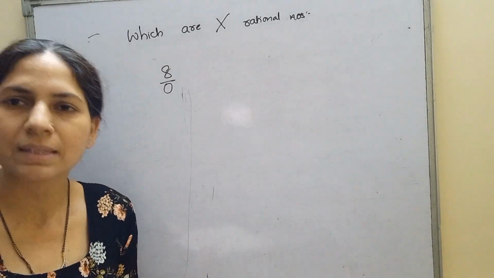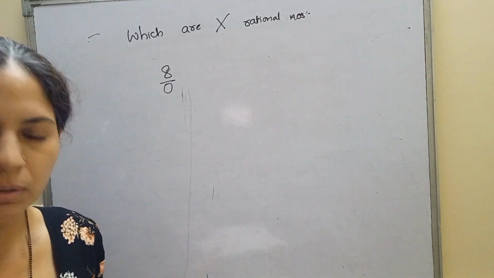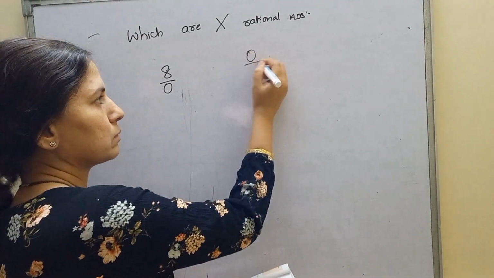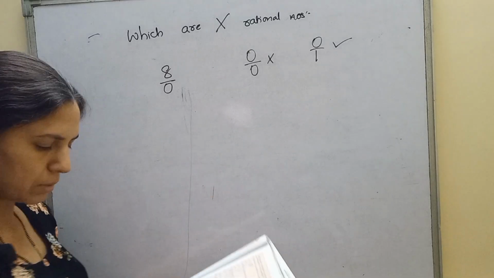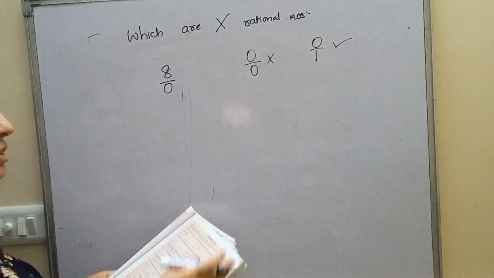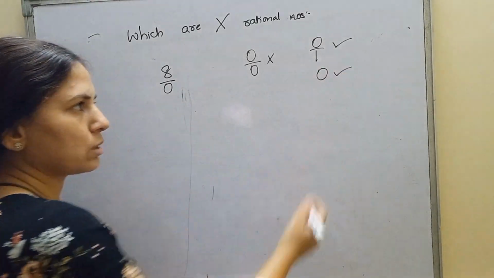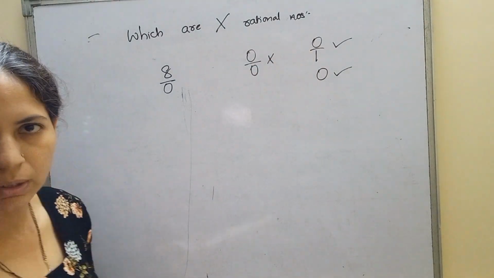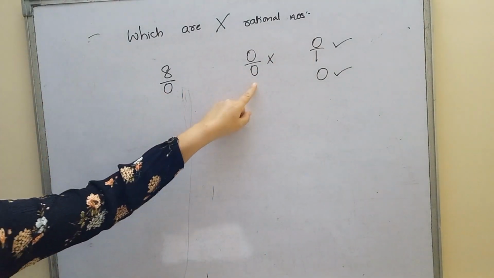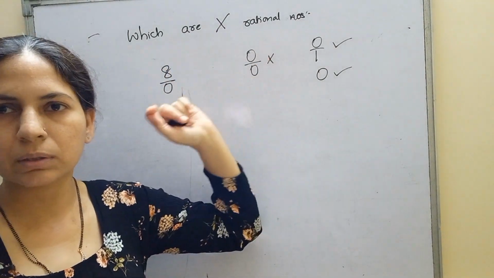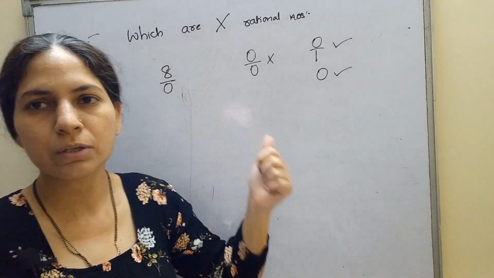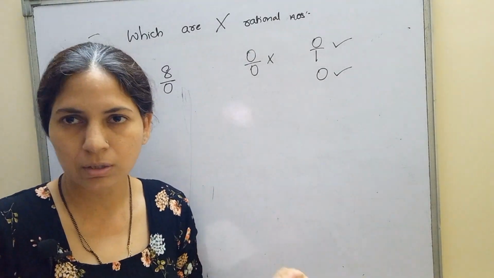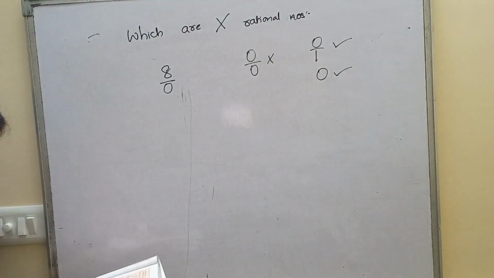0 upon 0 is a rational number because, no, 0 upon 0 is also not a rational number. 0 upon 1 is a rational number. This is not a rational number. In fact, even 0 is also a rational number because 0 and 0 upon 1 is the same thing. So any number, whether it be whole number or integer or a natural number, whichever, any number having a denominator 0 is never a rational number.